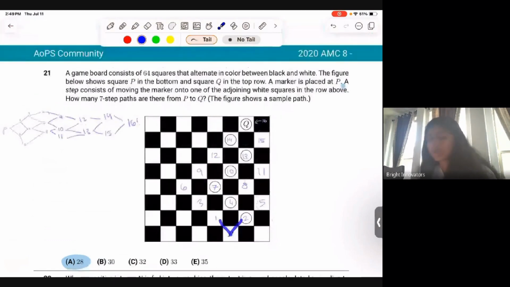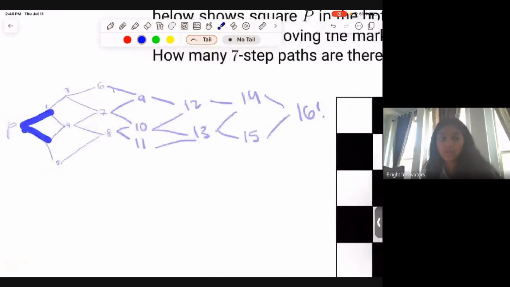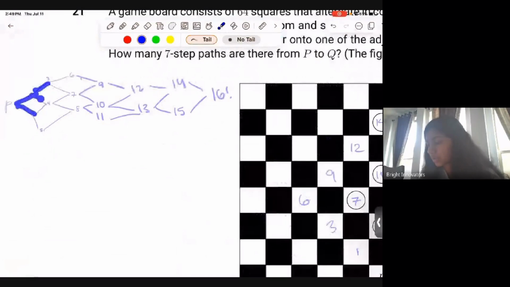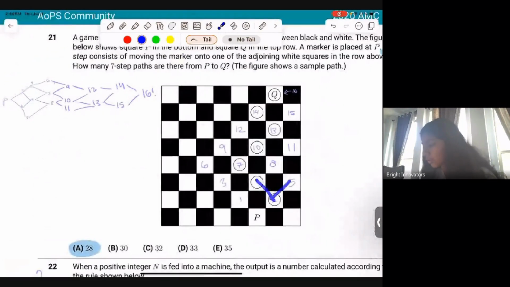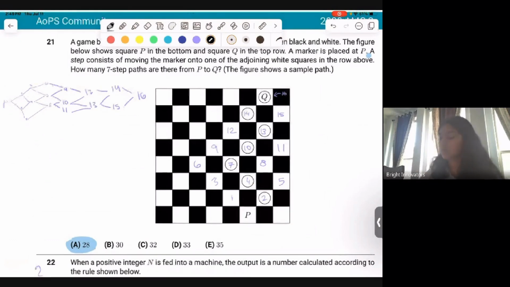So then I just numbered each spot that they could go to. So here's 1, here's 2. You can go to either one of those spots. If you're at 1, then you can go to 3 or 4. And if you're at 2, you can go to 4 or 5. And then you honestly just keep doing that until you get to 16, and then you count all the possibilities that you could go through, and then you get 28.